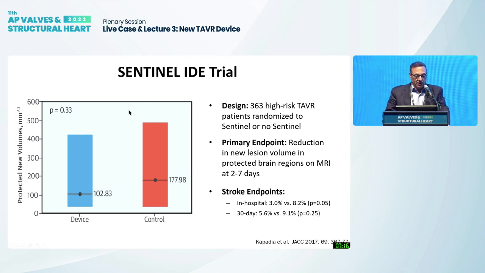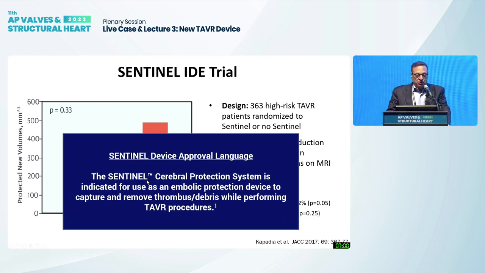And we know that in the pivotal U.S. trial that was designed to support approval of this device, with a primary endpoint of lesion volume on MRI, there was actually not a significant benefit of the Sentinel device, despite designing and conducting the trial very well. And so the device was approved in the United States not for prevention of stroke, not for reduction of MRI lesions in the brain, but for retrieving debris, which is the one thing that we have unequivocal evidence that it does.